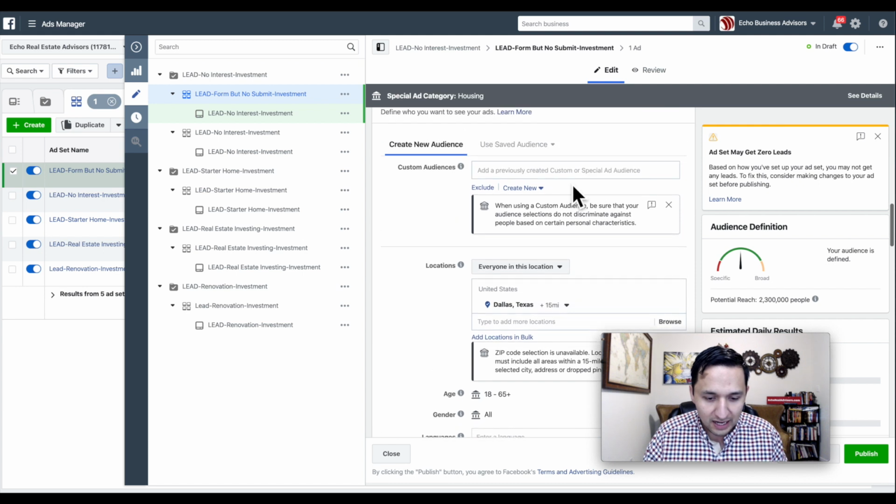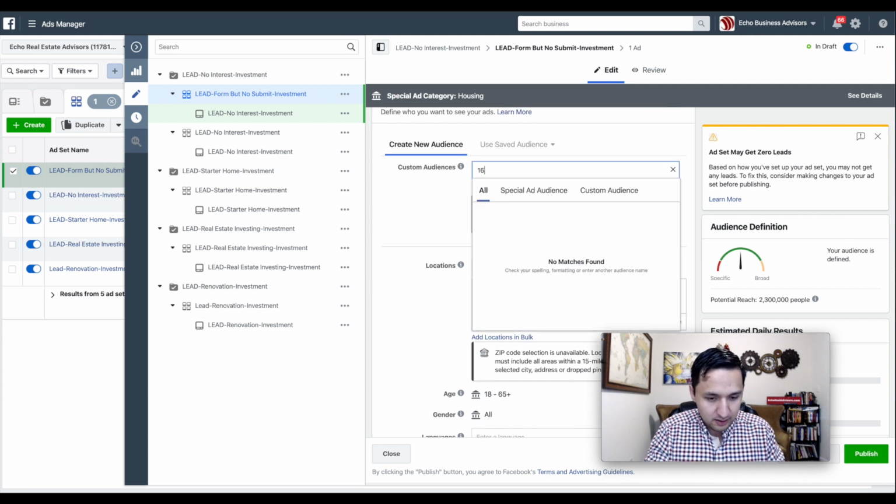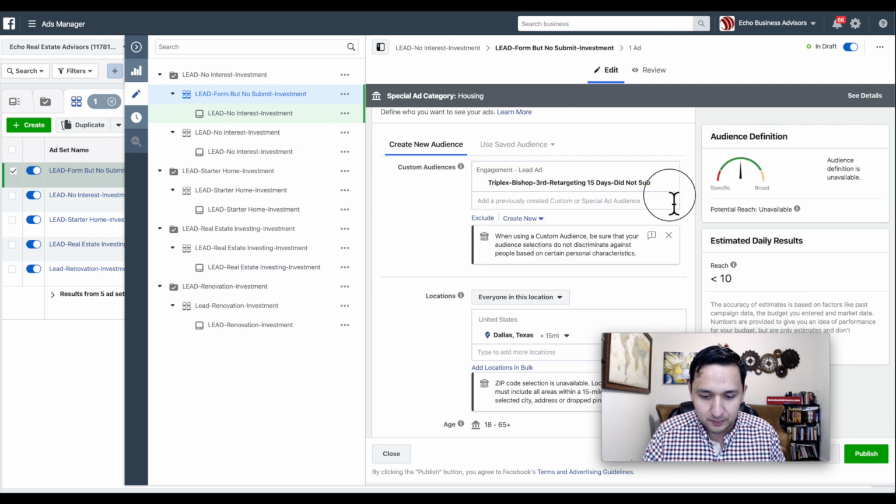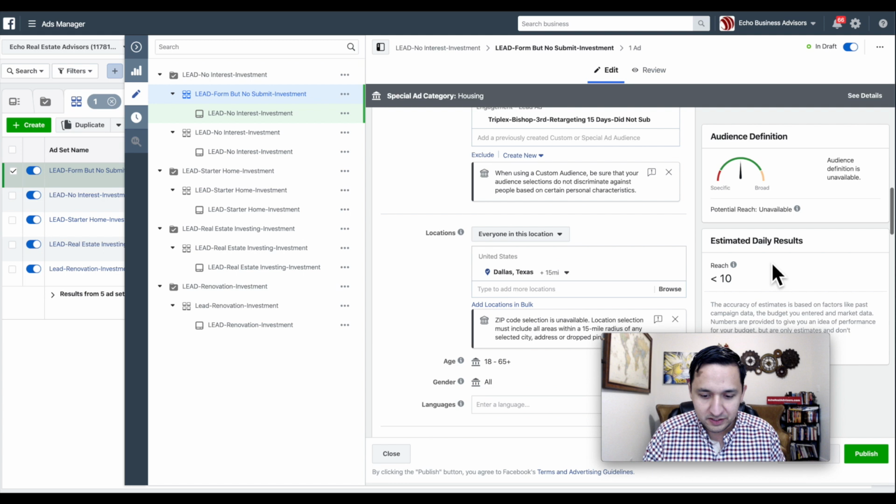And we're going to call out the audience that we just created. So triplex, bishop, third retargeting. That's the one that we want. As you can see, the reach. And don't get overly critical about the estimated reach. It's wrong, so it's not going to matter too much anyway.